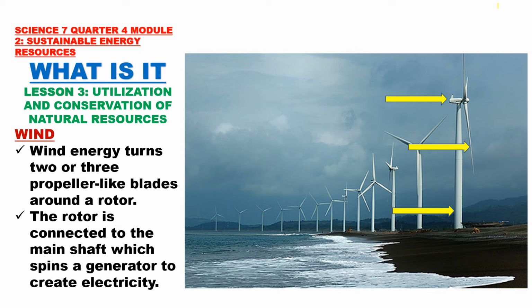Wind energy turns two or three propeller-like blades around a rotor. The rotor is connected to the main shaft, which spins a generator to create electricity.